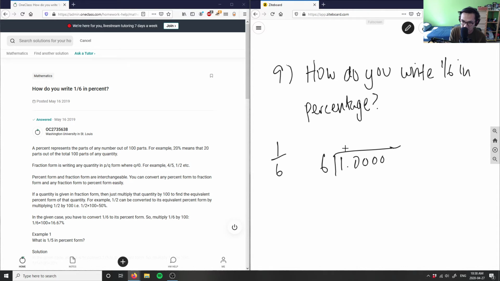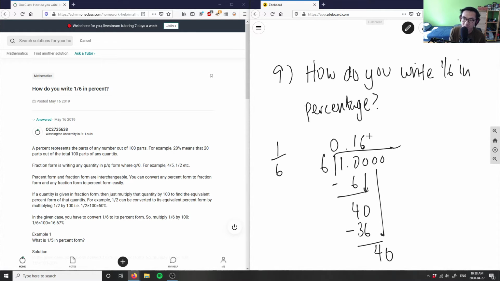So my decimal place is still here. I'm going to have 0 in this first slot here. 6 times what number would give me closest to 10? It's 1 here. 6 times 1 here would equal 6. 10 minus 6 here is 4. Bring down the 0. 6 times what number would equal 40 or closest to 40? It would be 6. 6 times 6 here is 36. 40 minus 36 here is 4.